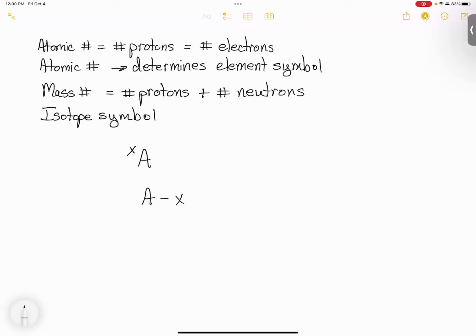On Wednesday, we started talking about the subatomic particles, along with a couple of other pieces of information associated with the atoms of the element. One of the things we discussed is that when we call an element by its number on the periodic table, that number has a specific name. It's called the atomic number. The atomic number is equal to the number of protons, and in a neutral atom of an element, it's equal to the number of electrons.